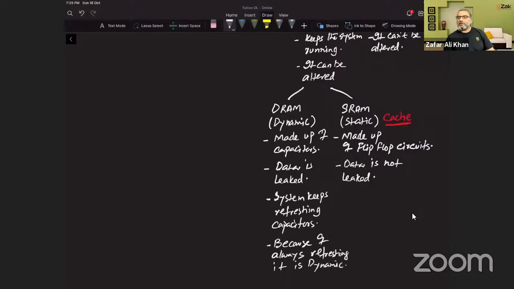It is dynamic. अच्छा अब देखें, static RAM को static क्यों बोलते हैं? इसलिए static कहते हैं कि उसमें data leak नहीं होता. Data once saved remains there without being refreshed. It is static.